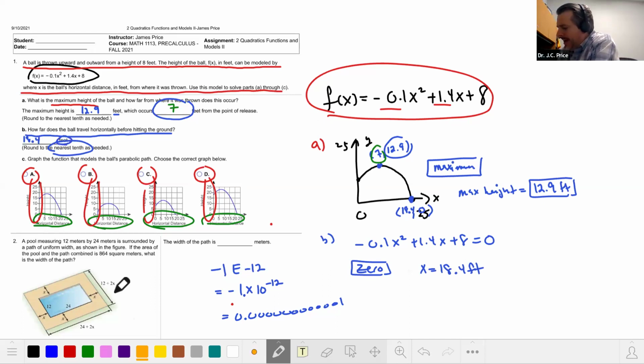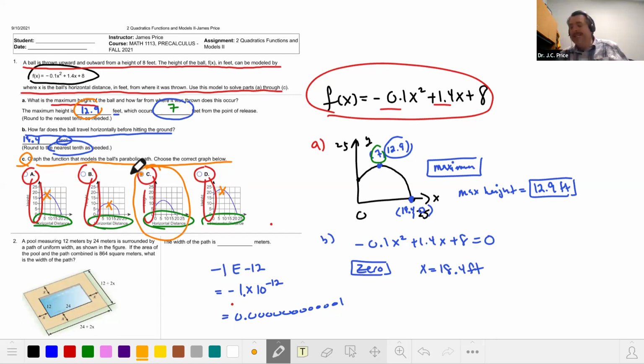And now for the last question, part C, they're asking us which graph models the ball's parabolic path. Choose the right graph below. And so notice the maximum is just 12.9. So that's too tall. That looks a little bit too small. This looks just about right. So I'm going to circle that one thinking that's probably right. And that's too tall. Yep. So it must be C. All right. So we'd fill in that little dot right there.